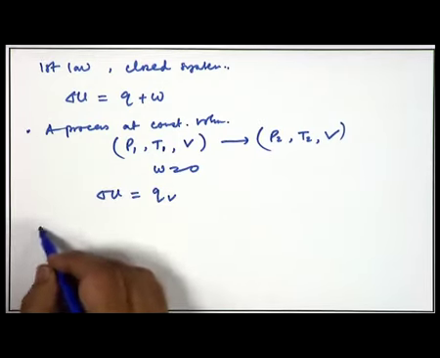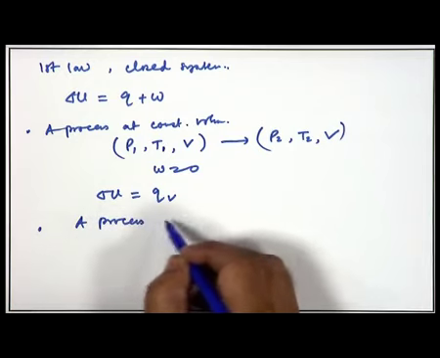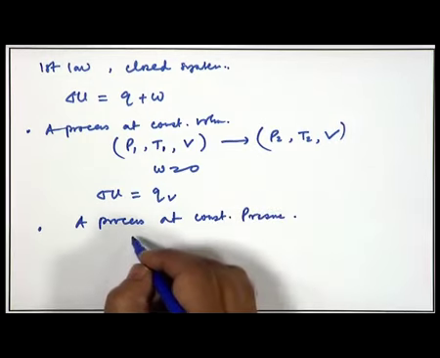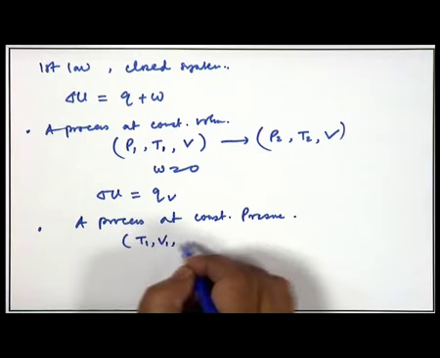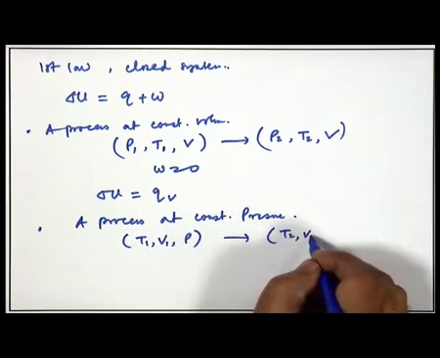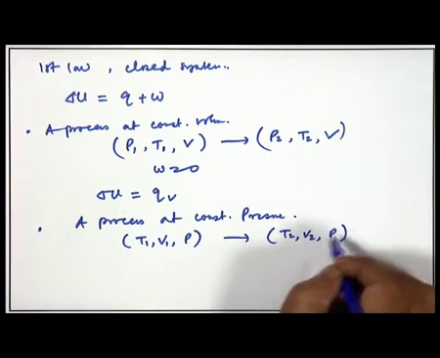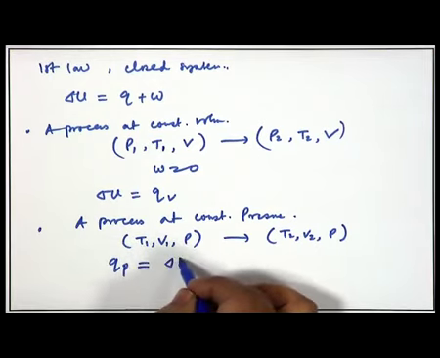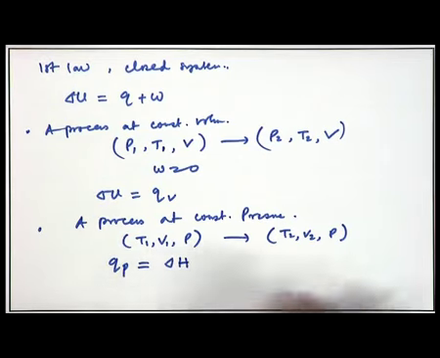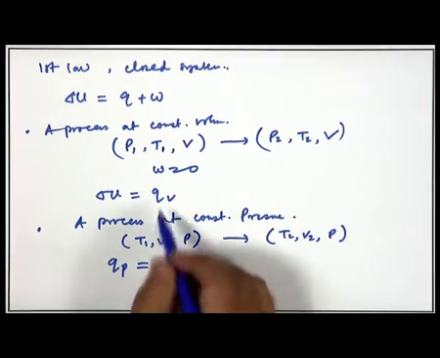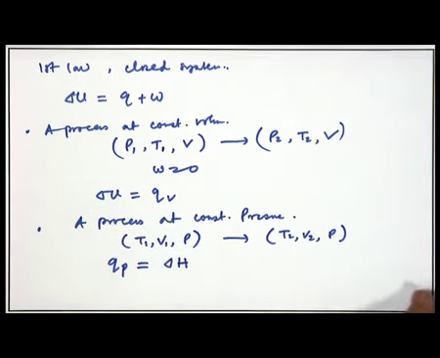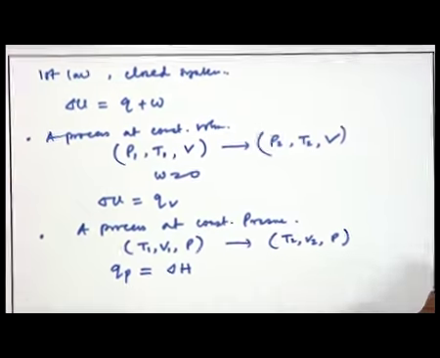Now, for a process at constant pressure, we can write generally T1, V1, P to T2, V2 and P. In this case, we have seen in the last class that QP, the heat exchange, is equal to delta H. So, if the process is at constant volume, then Q is equal to delta U, and if the process is at constant pressure, then Q is equal to delta H, the enthalpy change.